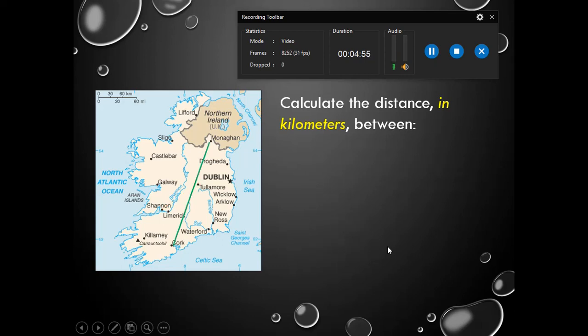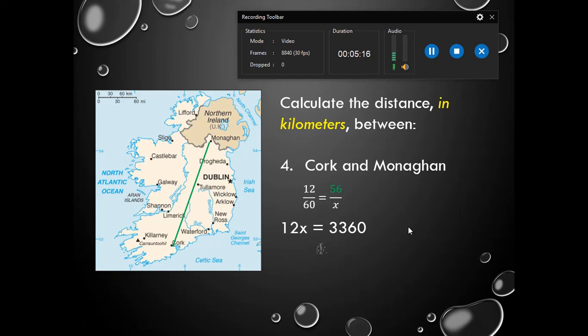In our last example in kilometers, we're measuring the distance between Cork and Monaghan. So I've highlighted it in green. That seems like quite a long distance. I found in millimeters, it's about 56. And I'm going to cross multiply. And my distance is about 280 kilometers.